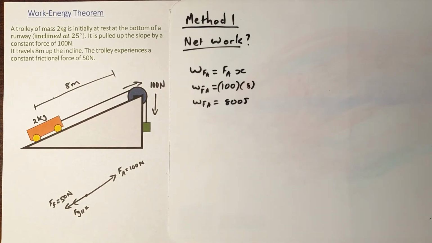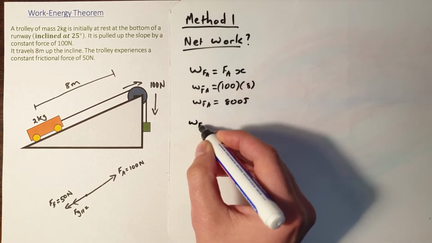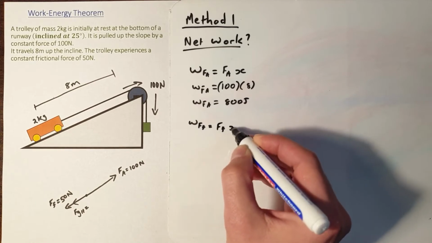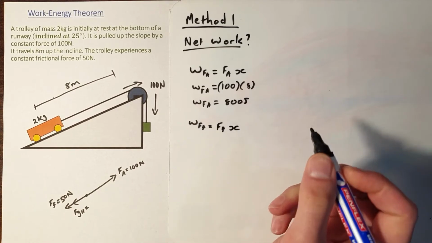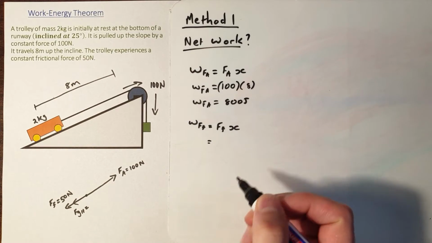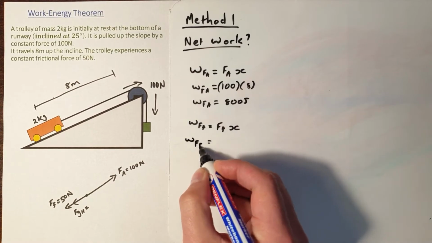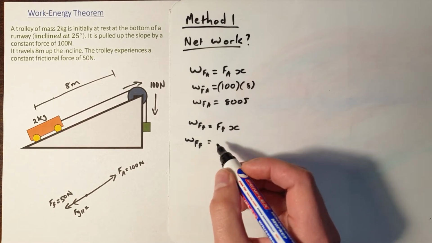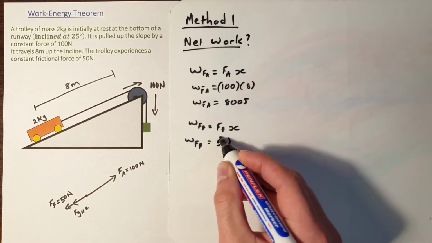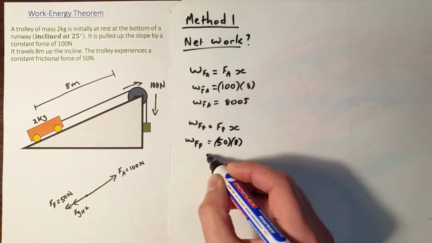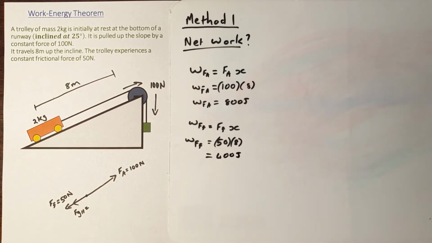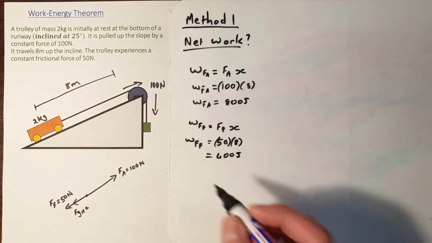We then need to calculate the work done due to friction. So our work due to friction is going to be the force of friction times the displacement that that friction was applied for. So force friction is going to be equal to 50 newtons over 8 meters, meaning that we will get 400 joules due to friction.